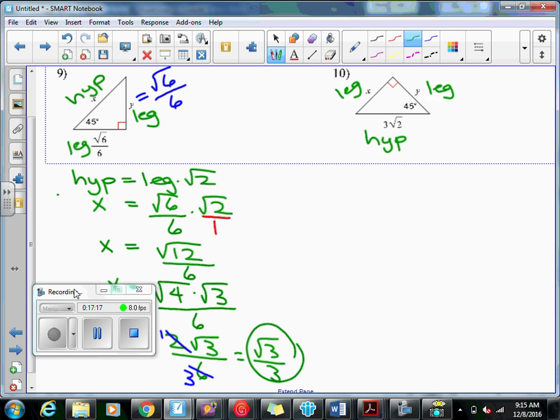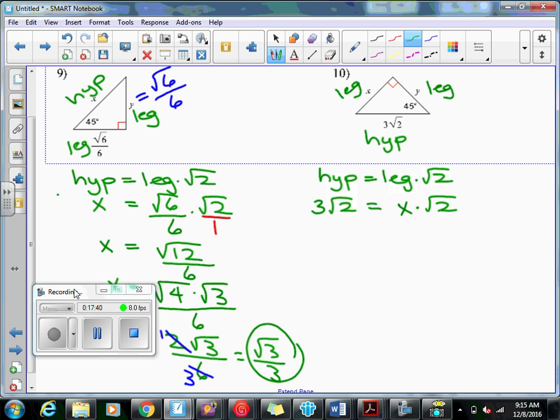So write the formula out. Hypotenuse equals leg times the square root of 2. Then you're going to substitute in. Your hypotenuse is 3 square root of 2, so put it here. And the leg can be either x or y. It doesn't matter which one you put because, again, they are congruent. So I'm going to put x times the square root of 2.